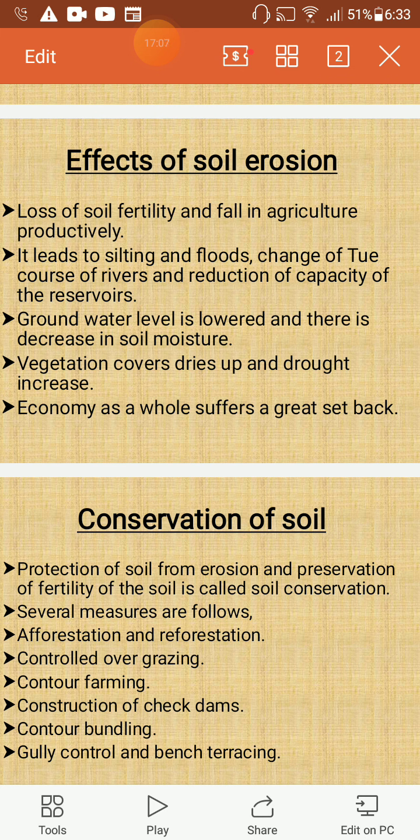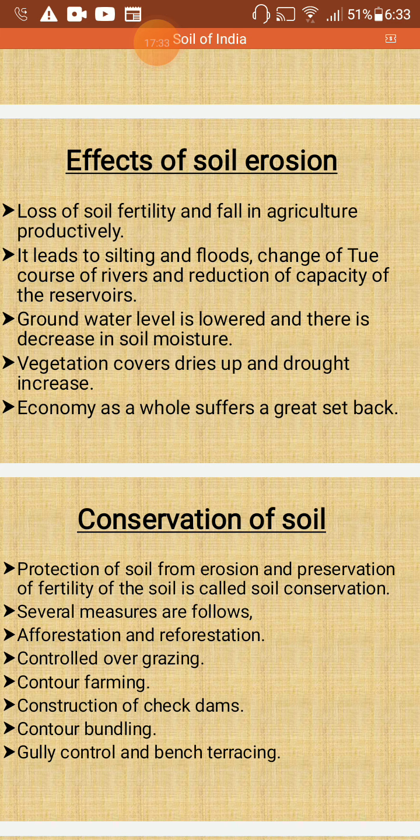Groundwater level is lower and there is a decrease in soil moisture. Vegetation cover dries up and drought increases. Drought means flood will increase. Lastly, the economy as a whole suffers a great setback due to the effects of soil erosion. These are all the effects of soil erosion.